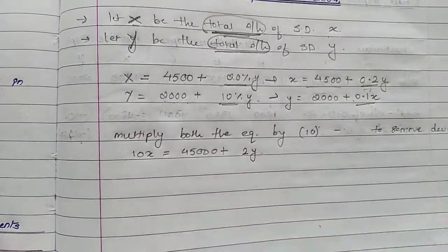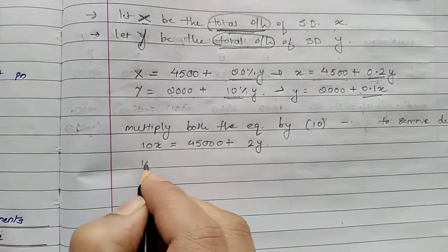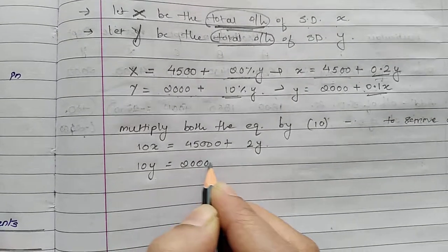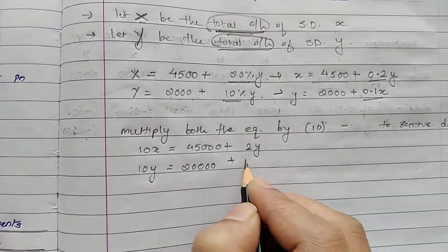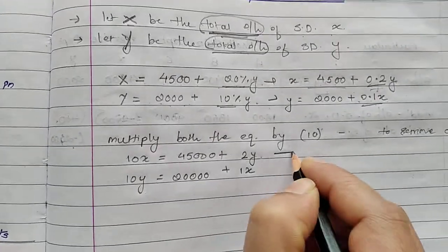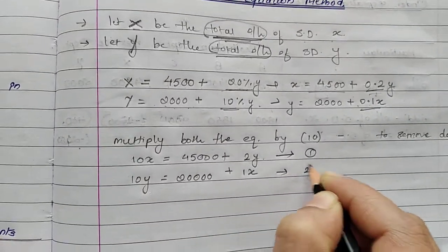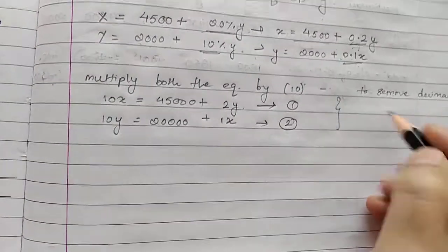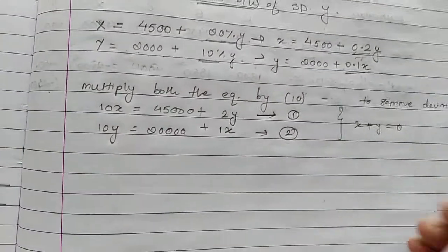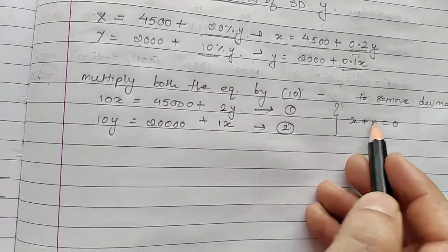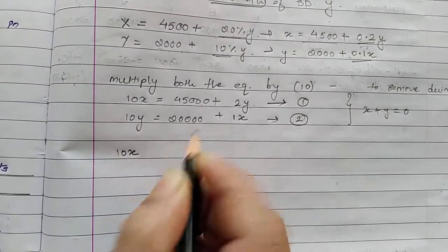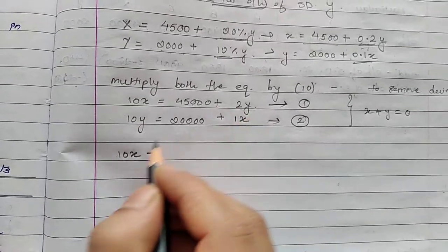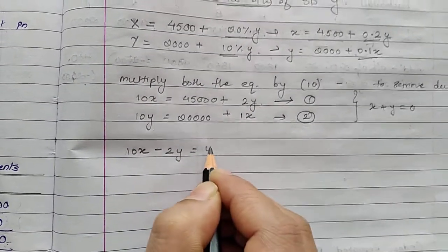I have removed the decimal. Similarly here, 10y equals 2000 will become 20,000 plus 0.1x will become 1x, or just x. So this is my equation 1 and this is my equation 2. Now if I frame it in a proper equation format, that is, x plus y equals 0 format, then I will write 10x, this number will remain as it is, this minus 2y will come on this side as plus 2y, so it becomes minus 2y equals 4500.